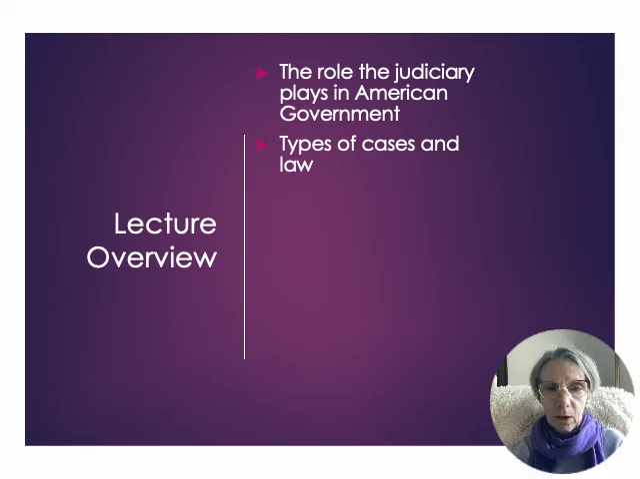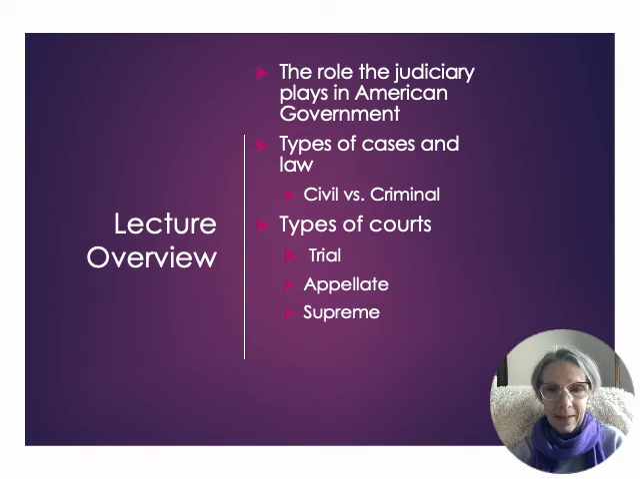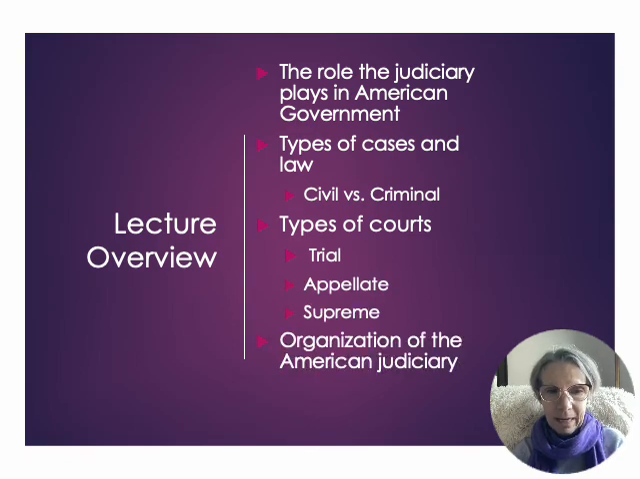institutions. Next, we're going to learn about the types of cases and law that we have in the United States. First we'll learn about the difference between civil and criminal law. And then we'll talk about the types of courts that make up the federal judiciary. We'll learn about the difference between trial courts, appellate courts, and Supreme Courts. And then finally, we're going to take a look at how the American judiciary is organized. So we've got a lot to cover. Let's go ahead and get started.